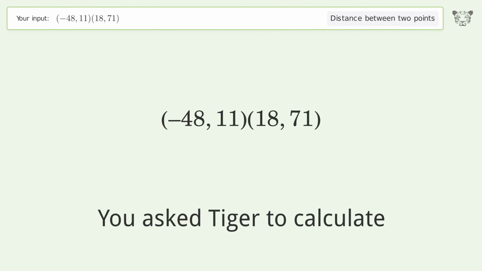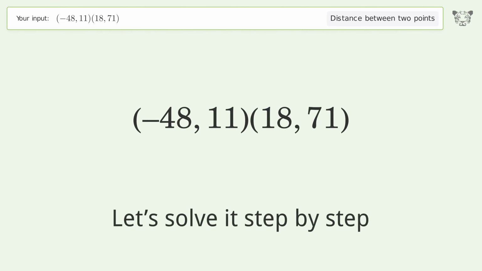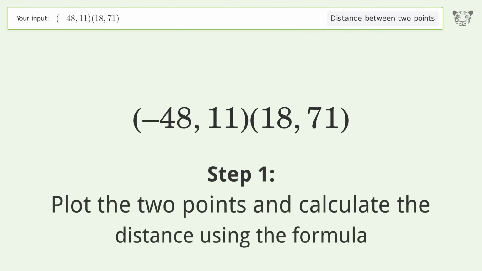You ask Tiger to calculate. This deals with the distance between 2 points. The distance between the 2 points is the square root of 7,956, or 89.196. Let's solve it step by step. Plot the 2 points and calculate the distance using the formula.